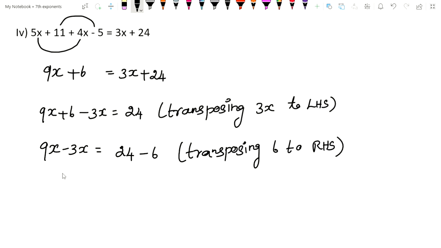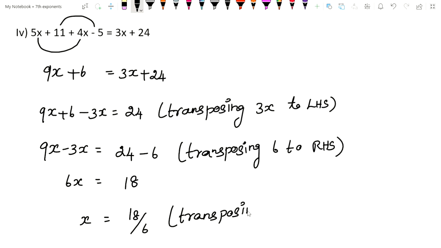Now 9x minus 3x, what you will get, children? 6x equal to 24 minus 6. 4 minus 6 we can't subtract, so 14 minus 6, 8, here 1, 18. Now x equal to 18 by 6. Multiplication will change to division on the other side. So transposing 6 to RHS.